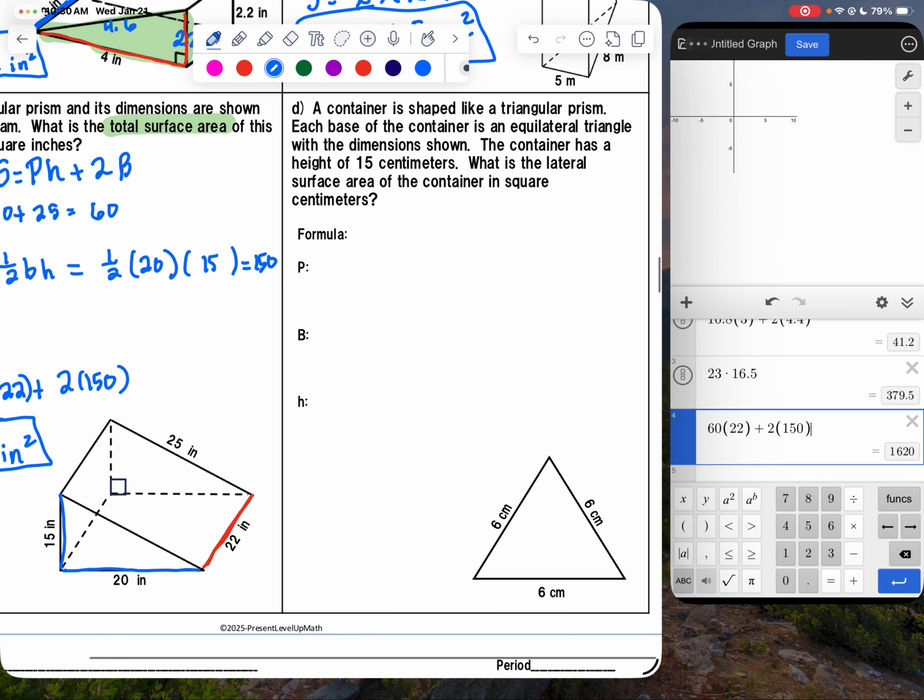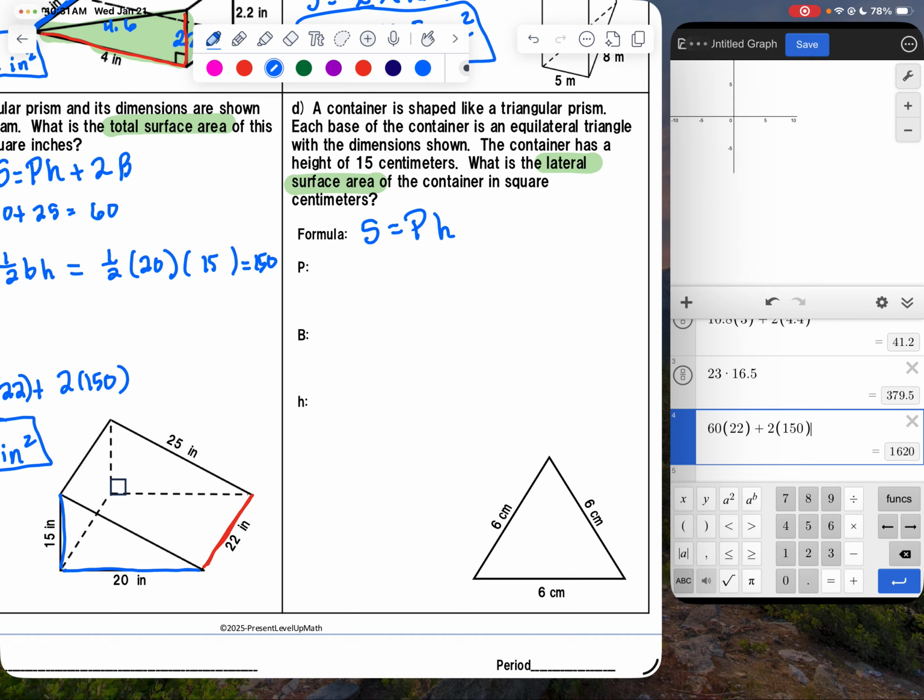All right, D. A container is shaped like a triangular prism. Each base of the container is an equilateral triangle with the dimensions shown. The container has a height of 15 centimeters. What is the lateral surface area of the container in square centimeters? So lateral surface area is perimeter of the base times the height.